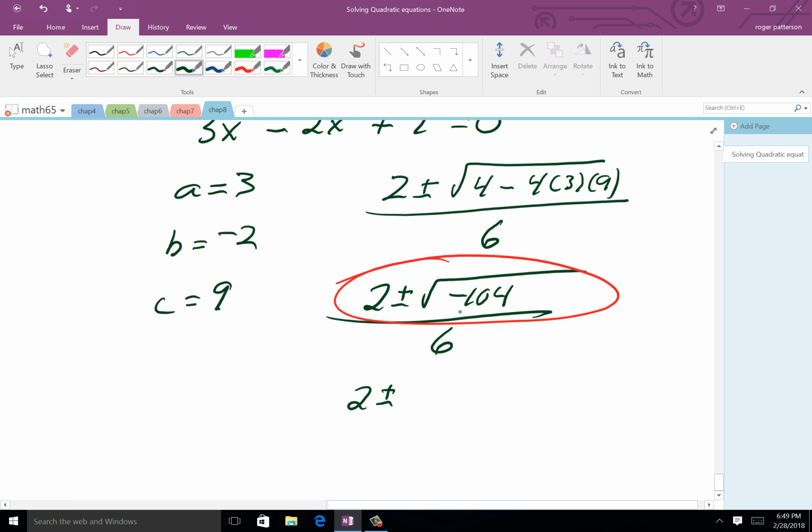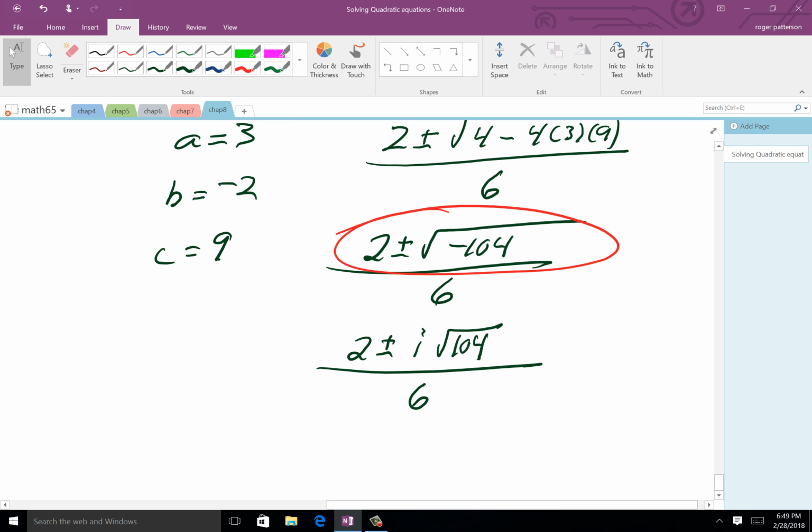Well, we got a negative, right? Going to have an i. Now 104, I'd go to square root 10 and square root 2, which is the square root of 100 and square root of 4, which is 4, and does 4 go in there?